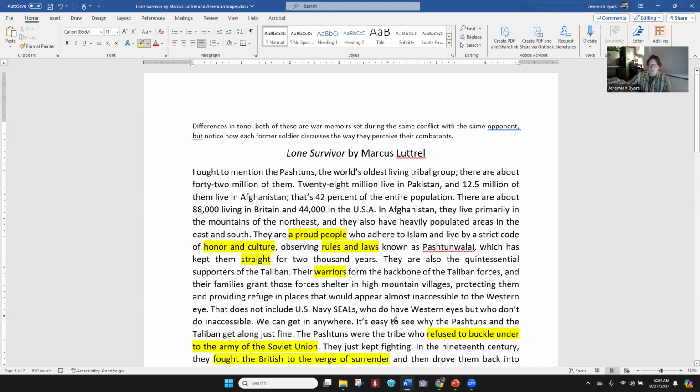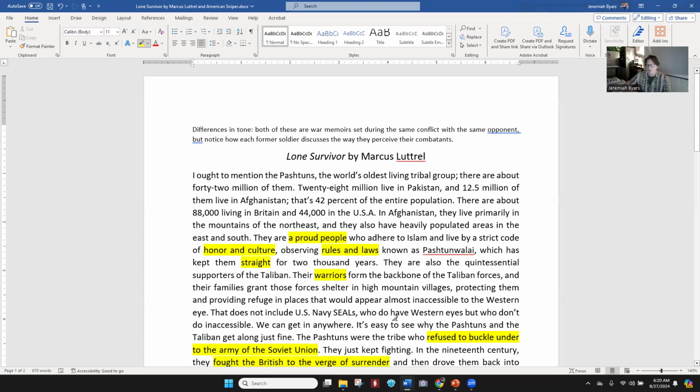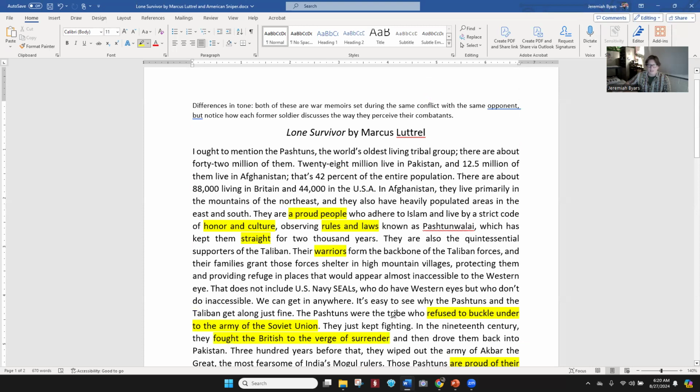All right. So if we read through this, and we read between the lines, we can see that Marcus Luttrell highly respects the Pashtuns.